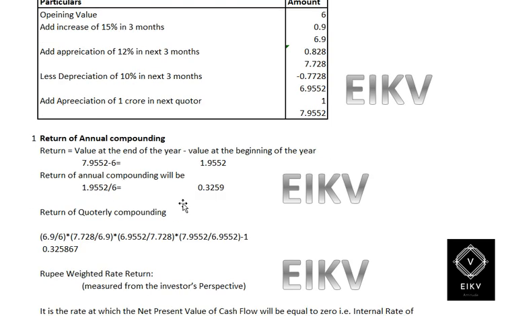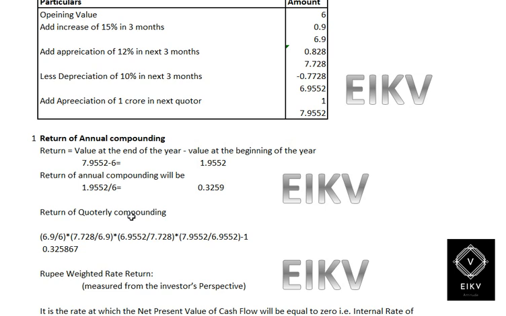7.9552. Over here it would be the value at the end of the year minus value at the beginning of the year, divided by value at the beginning of the year. So it would be 1.9552 divided by 6, which will give you a return of 32.59.